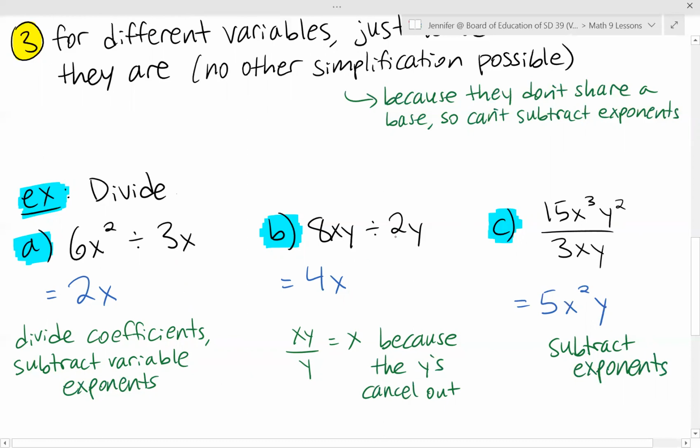In this example, 8 divided by 2 gives us 4. And then we've got xy divided by y. In other words, xy over y. So the x just stays as it is because there's no matching variable to it, so we can't simplify it anymore. And then we're left with y over y. Those cancel out because they divide each other out. And then we're just left with the x on top. Last example, 15 divided by 3 gives us 5. For our x's, we subtract the exponents. So 3 minus 1 gives us 2. And for our y's, same thing, 2 minus 1 gives us 1.